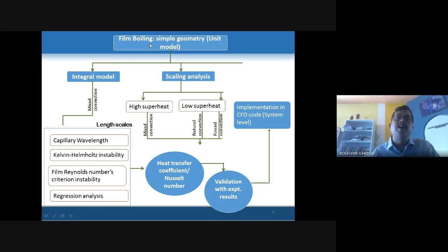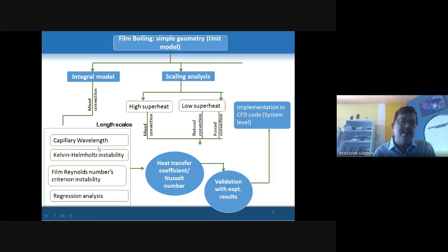And in this film boiling heat transfer, there is a high superheat case, there may be a low superheat case. As you have seen in the lecture of Professor Mayer, there may be mixed convection, natural convection, forced convection, there may be high subcooling, there may be low subcooling. So different situations may arise. So we have categorized these into different patterns, and we have done a particular scaling analysis.